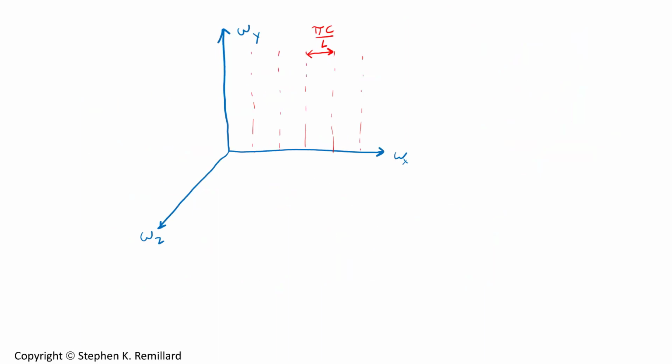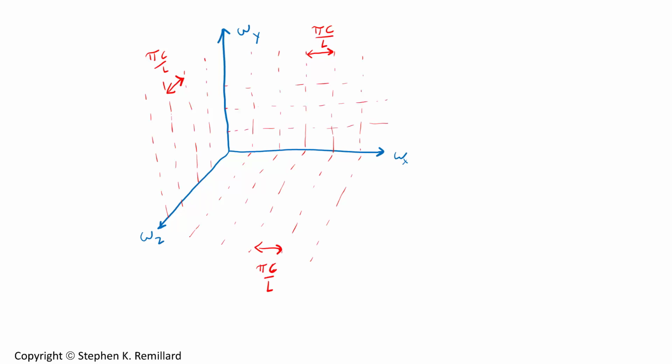And I'll draw a series of lines on the omega y, omega z plane. And they're also spaced by pi c over L. And I can draw more lines, again back to the omega x, omega y plane. And yes, they're spaced pi c over L. And at each one of these intersections, I'm going to put a dot, because that represents an actual mode.